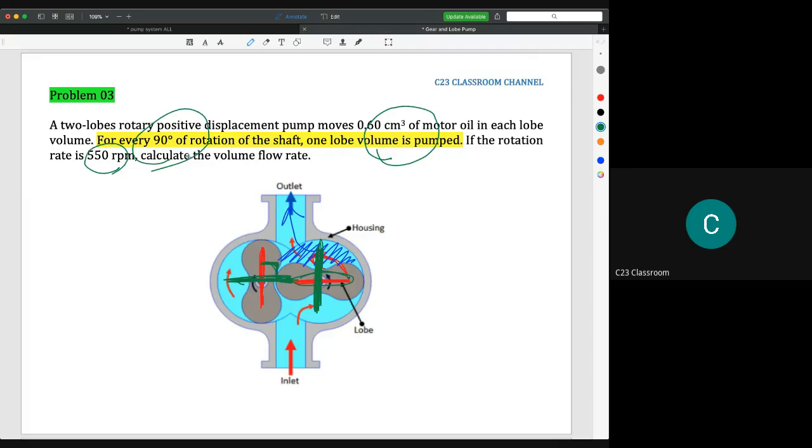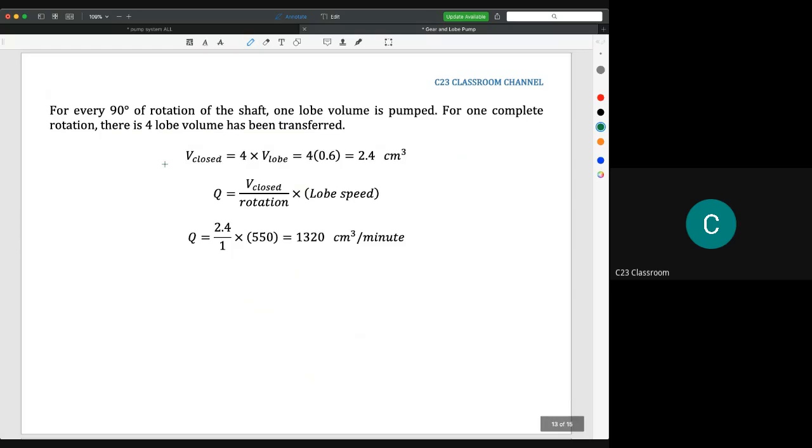Okay, first you need to understand the mechanism of the lobe pump, and please make sure that you could create this statement: for every how many degrees, how much volume is pumped. And then to calculate the volume flow rate for a lobe pump, first you need to calculate the volume per cycle. The volume per cycle means the total volume of liquid that is transferred for one cycle.